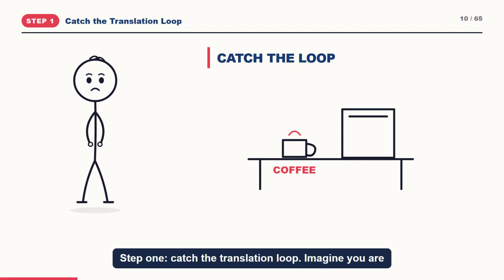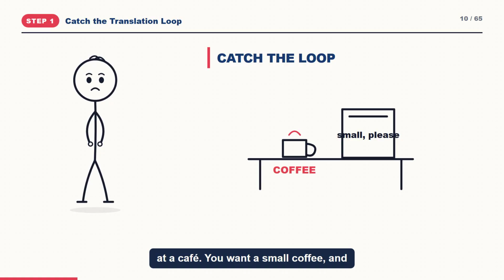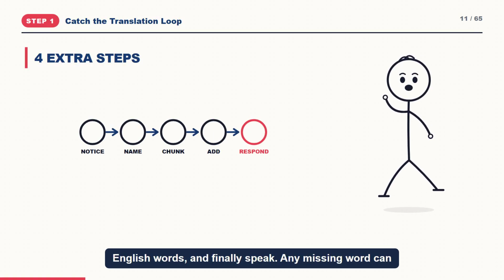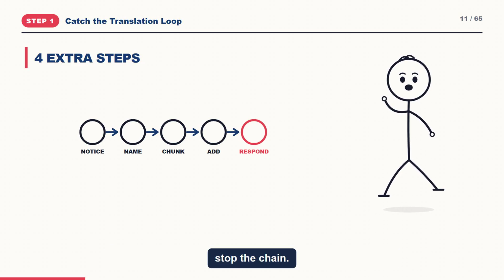Step 1. Catch the translation loop. Imagine you are at a cafe. You want a small coffee and the person at the counter is waiting. Your mind may take 4 steps. See the coffee, build a sentence in your language, search for matching English words, and finally speak. Any missing word can stop the chain.